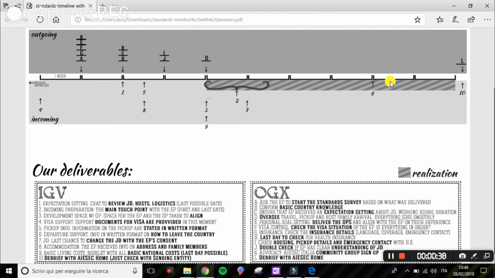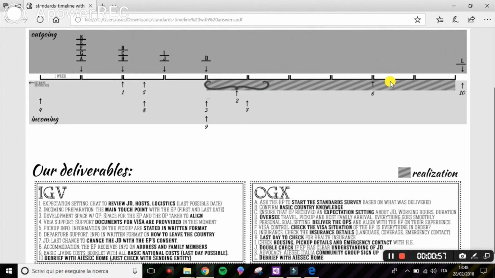In these 6 weeks, you are going to have touch points with both the sending entity and the EP to monitor the experience, see if everything is going well, and at the same time you are responsible for checking the enabler and global family experience, so to call them and see if everything is going smoothly.